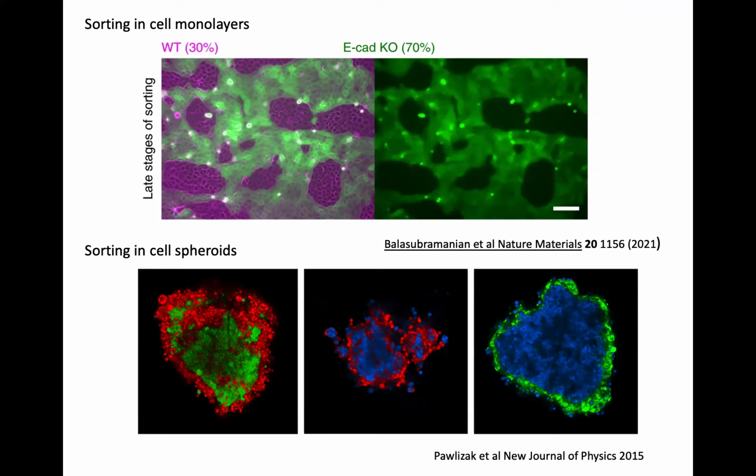You get this happening in cell spheroids as well. These are cancerous cells and normal cells mixed together, and you can see that you definitely get sorting of the two different sorts of cells. So we wanted to ask, can this sorting be due to activity?